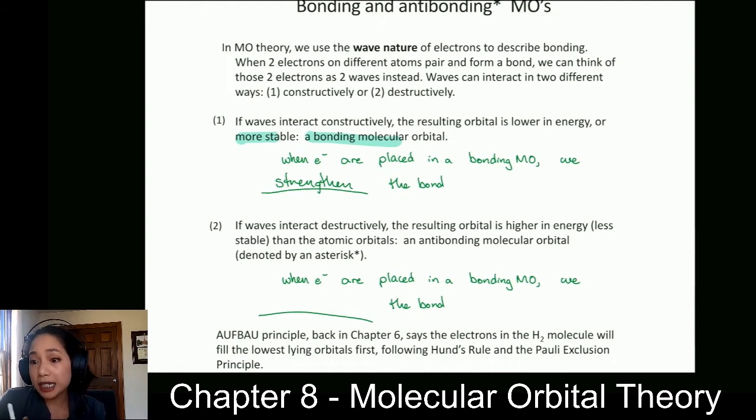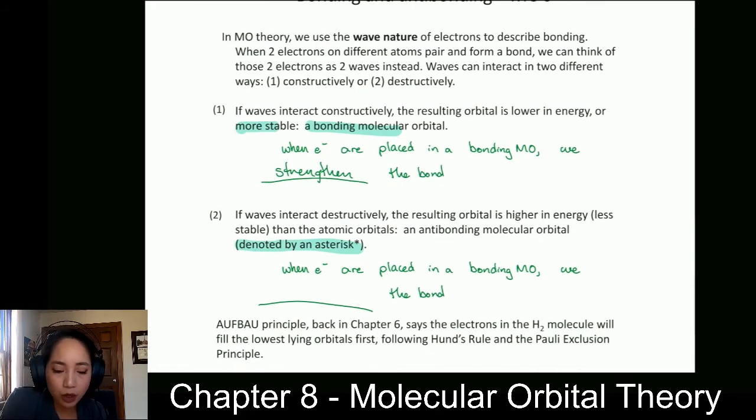When waves interact destructively, so we're bringing together two atomic orbitals that are waves and they interact destructively, this results in a new molecular orbital that's higher in energy. We denote antibonding orbitals with an asterisk. Typically, when we're talking about a bonding orbital, we would call it sigma, for our sigma interaction. And then the counterpart antibonding orbital would be sigma star. That means a sigma antibonding orbital.